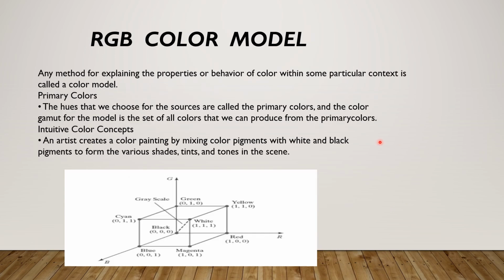RGB color model. RGB stands for the red, green, blue color model. Red, green, blue are the basic colors which are used in graphics. Any method explaining the properties or behavior of a color within some particular context is called a color model. Primary colors: the hues that we choose for the source are called the primary colors, and the color gamut for the model is the set of all colors that we can produce from the primary colors.